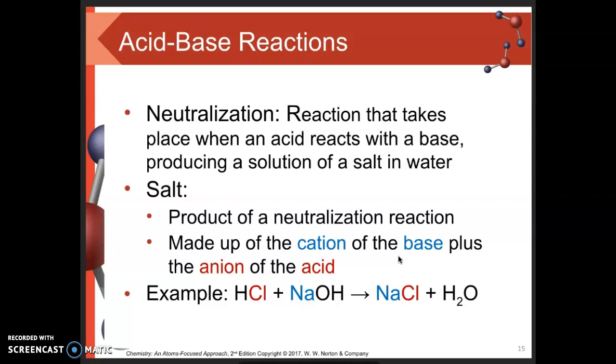And so the salt that gets formed is always going to have this composition. It's going to be made up of the cation of the base and the anion of the acid put together. And the hydrogen and the hydroxide are going to come together to make water, and that's the neutralization part. That's the part where the hydrogen and the hydroxide essentially cancel each other's effects.